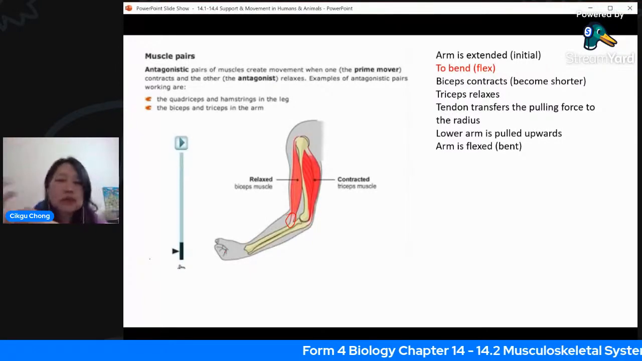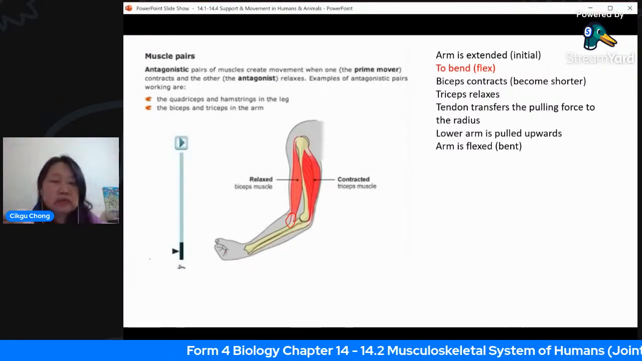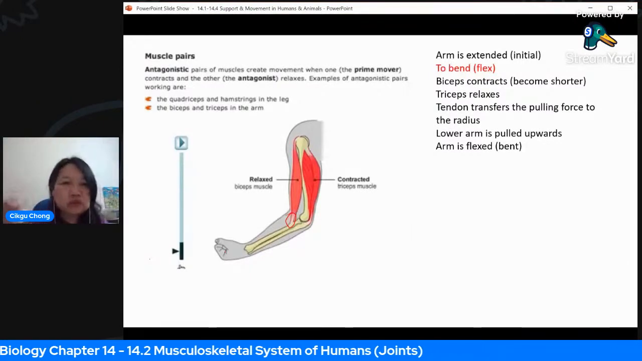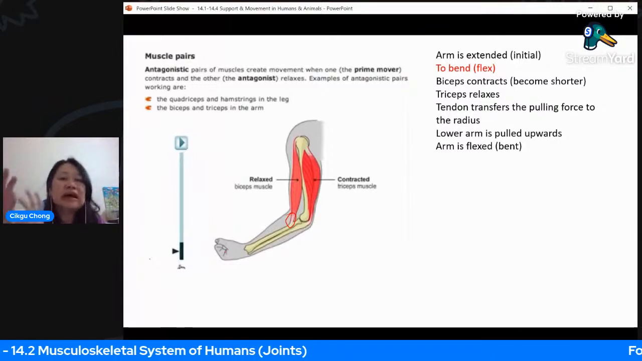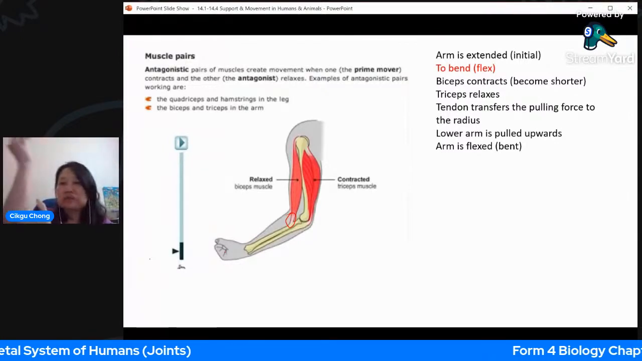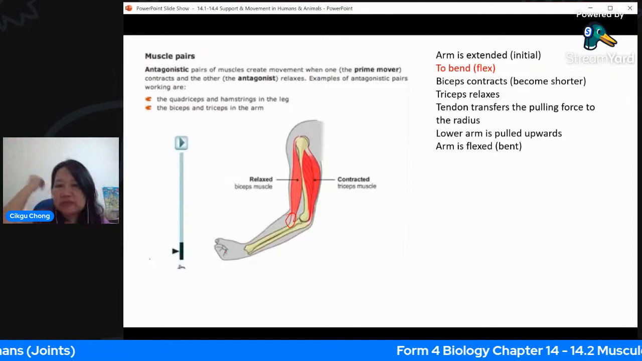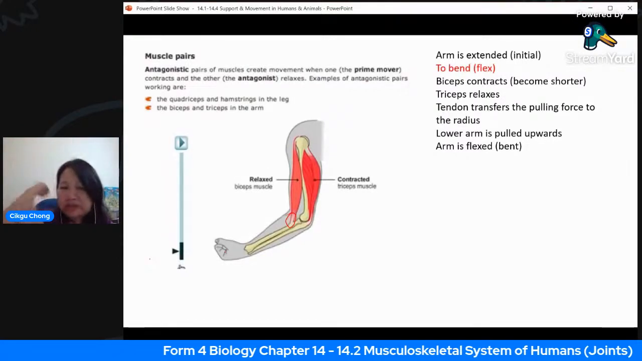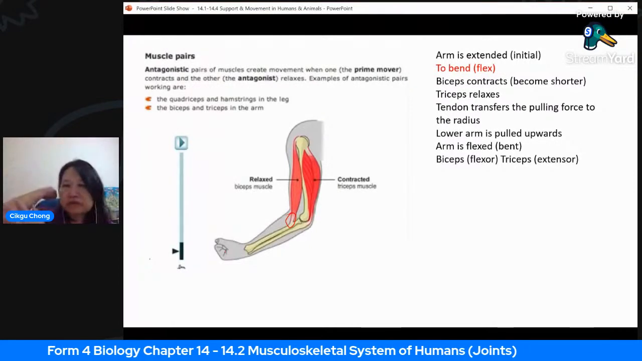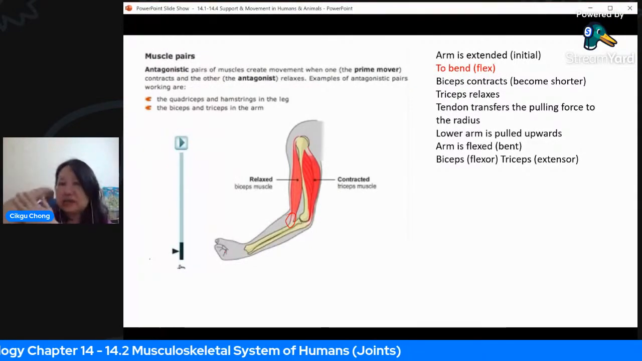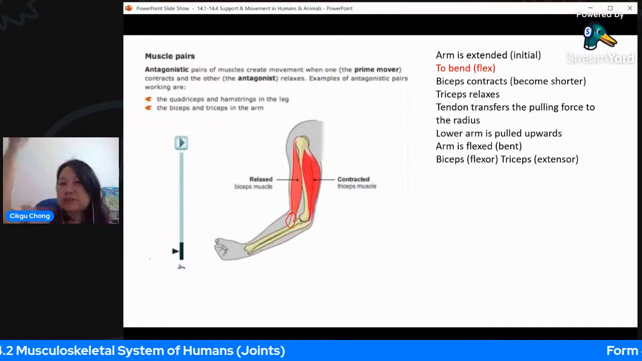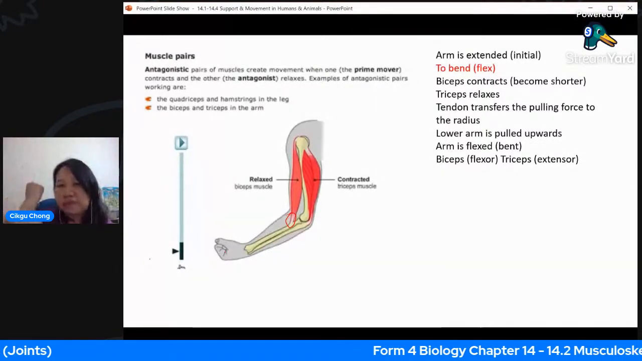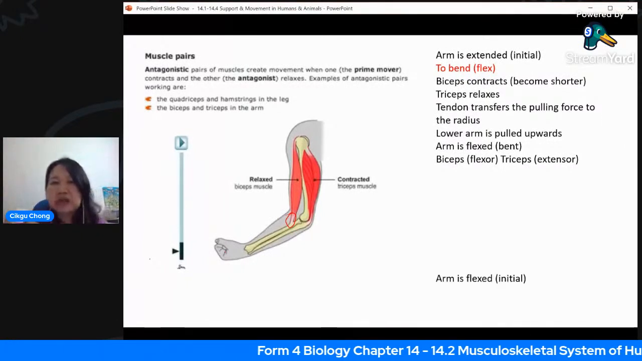So you talk about all this in sequence. First of all, what contracts? At the same time, your tricep will relax. Then this muscle transfers the pulling force to the radius, which is the bone. So now the arm is pulled upwards and the arm is flexed. Now, what about the other way? Your arm is already bent. In the bending part, your biceps will be the flexor because it contracts, it will pull your arm up.